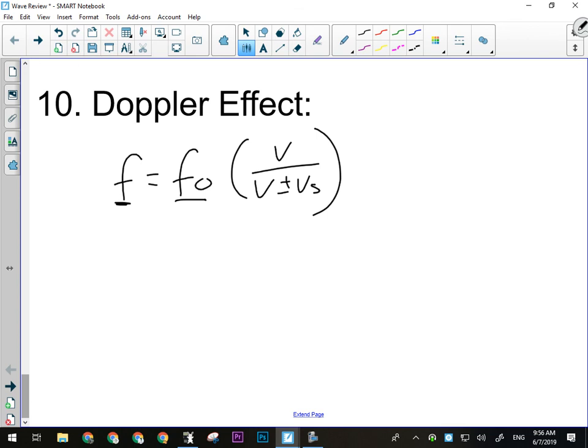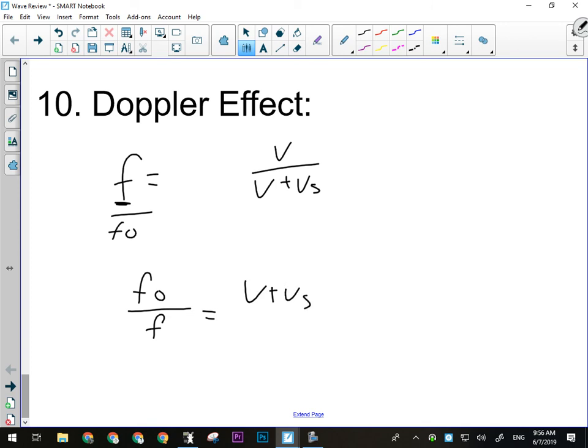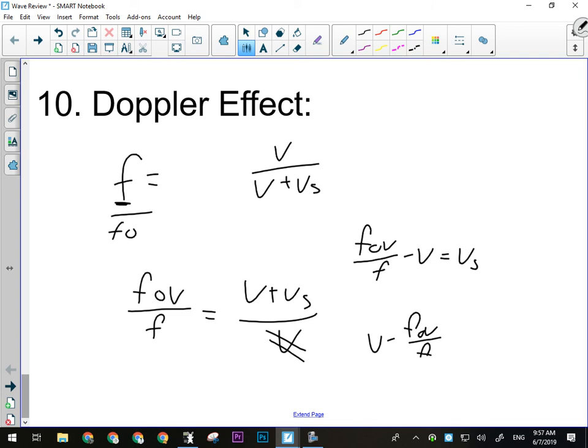So if I want to get VS by itself, and let's say we have a retreating object, so it's plus. The first thing I want to do is divide both sides by FO. So FO comes over there. That gets rid of my brackets. VS is on the bottom. I don't want it there, so I'm going to flip both sides. Rules of algebra say I can do whatever I want to an equation as long as I do it to both sides. So I'm going to have FO over F equals V plus VS over V. So now I'll multiply both sides by V, and then I'll subtract V over to the other side. So what I end up with is FOV over F minus V equals VS. If it's an approaching object, then it'll be V minus FOV over F. That'll give me the other one.